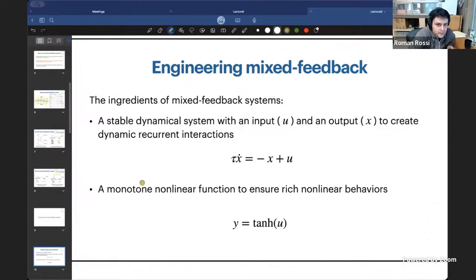Why it's important, the mixed feedback. We don't have time, fantastic. Alessio, yeah, we don't have time.